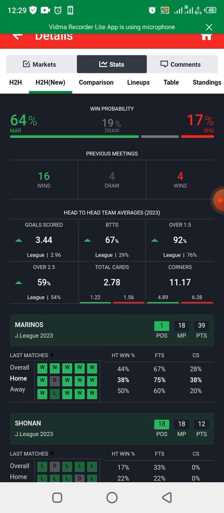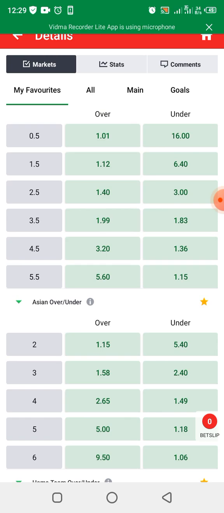So the next one is going to be, now let us check the markets that the bookmakers are providing for us.